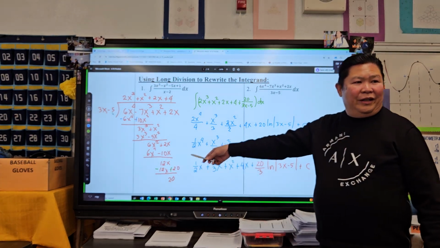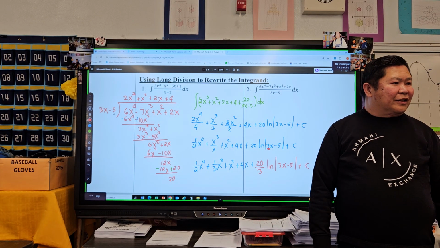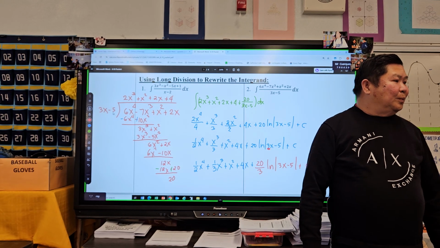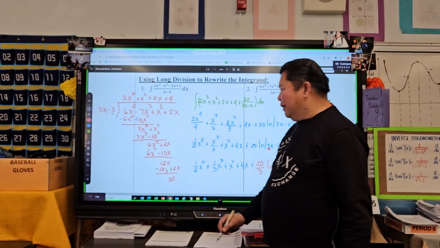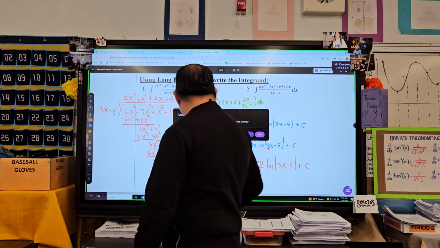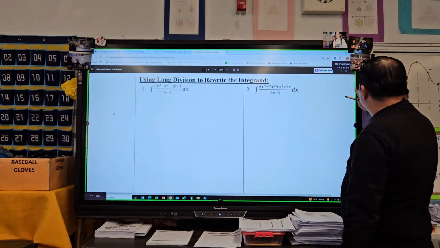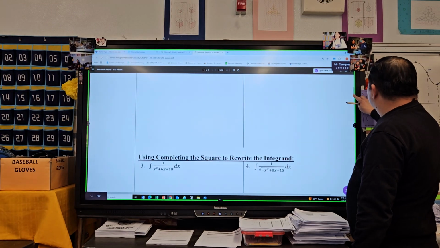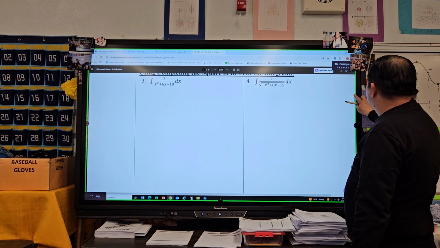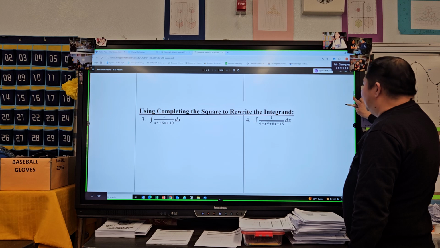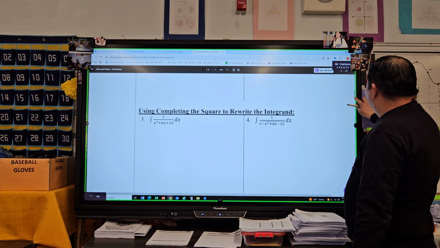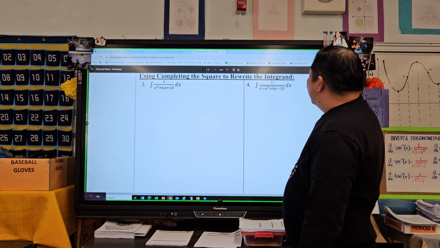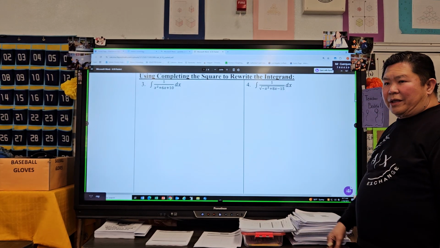So, shall we move on now to the next one, which is completing the square? You know how to do completing the square, right? So I'm using completing the square to rewrite the integrand.